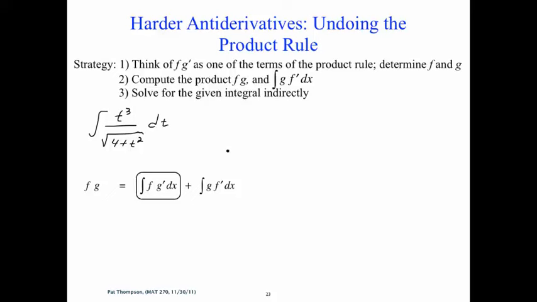Okay, first question: is it undoing the chain rule? t cubed over the square root of 4 plus t squared. Is it undoing the chain rule? There are two possible small changes you can make to make it undoing the chain rule. So what are the two possible small changes you can make to this so that undoing the chain rule works? Everyone do it.